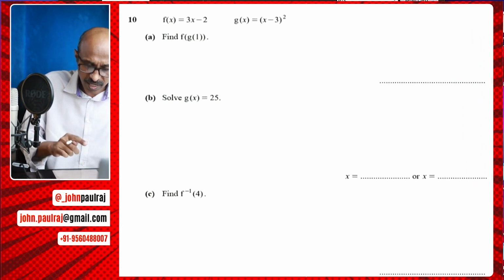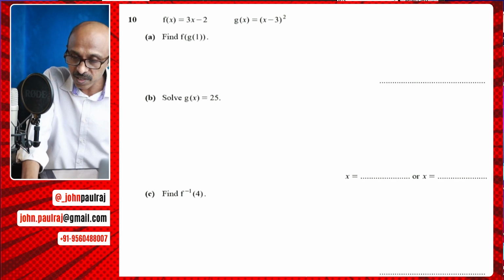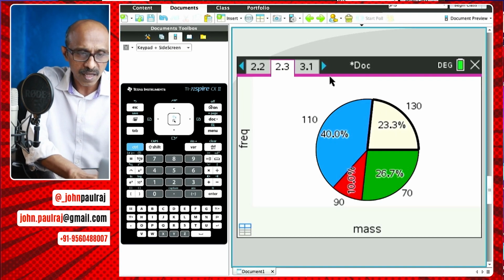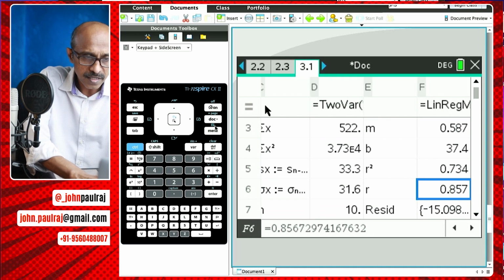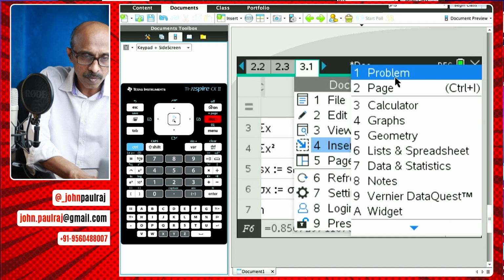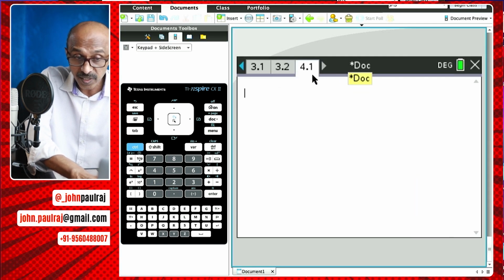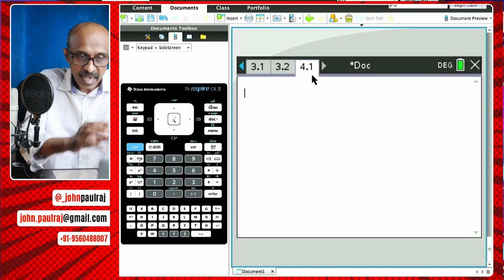If they're given 2 or 3, I would say first just enter it, okay? Assign the values, all right? So I'm just going to jump to the calculator. Here we go. And let's enter a new problem. So doc, insert, and new problem, and I'm going to say add a calculator page this time, 4.1. Can you see that? New question, new problem, all right?